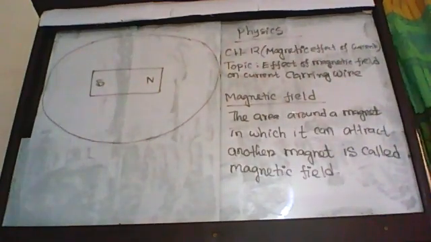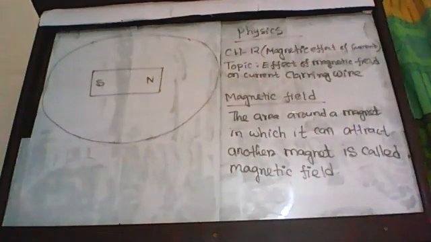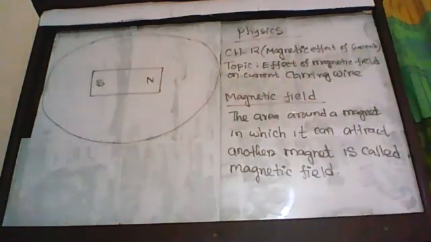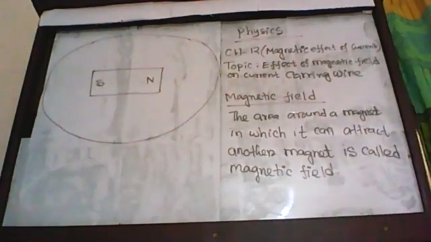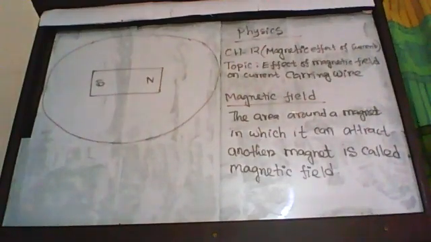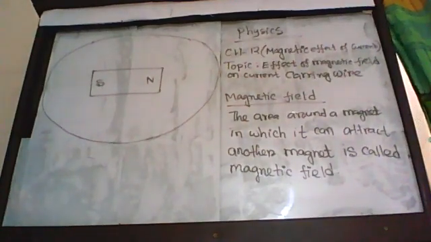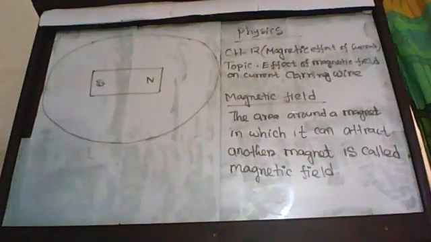Now, if I discuss magnetic field in detail, listen to me, the next step, I need to introduce another topic, that is magnetic lines of force, which gives me a clear idea about the effect of magnetic field on current carrying wire. Now, the next step, I am going to discuss magnetic lines of force.